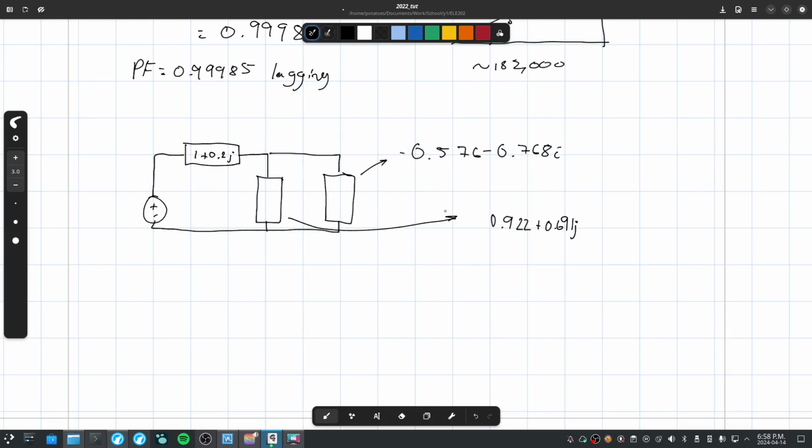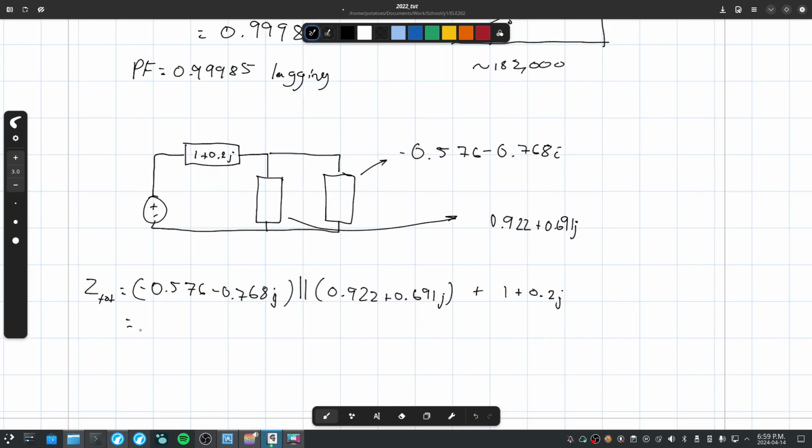At this point, this is just circuit reduction, right? So these two are in parallel: 0.576 minus 0.768 j in parallel with 0.922 plus 0.691 j. Oh, this should be j, yeah. Plus 1 plus 0.2 j. So the impedance total, that is one hell of a formula. So let's do it.